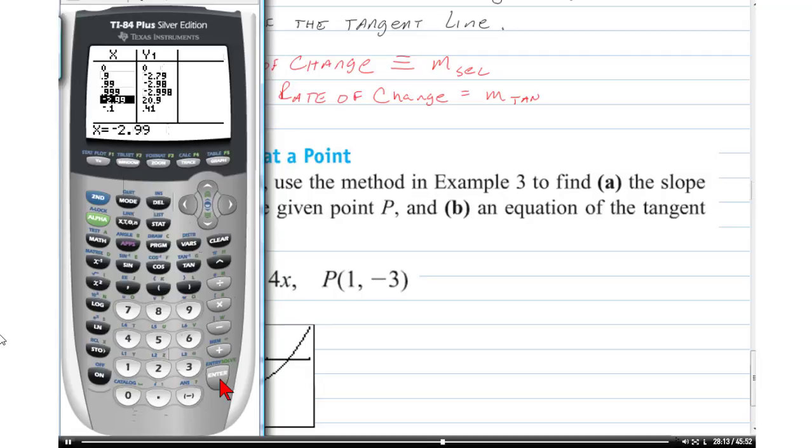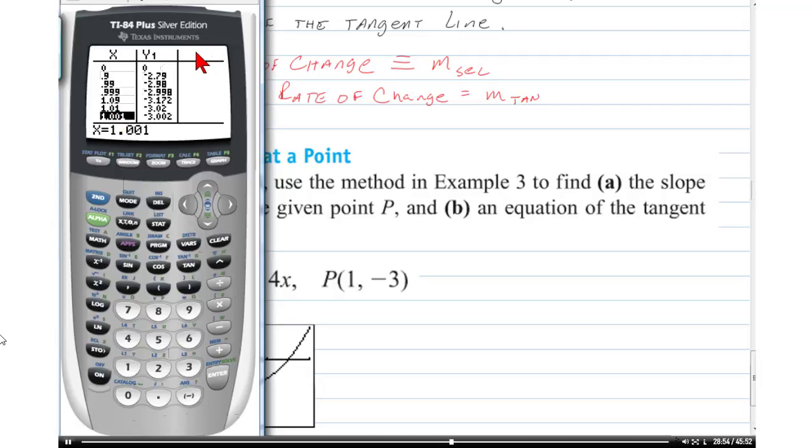How about to the right of 1? 1.1. Can I get even closer? 1.01. That's closer. Can I get closer? 1.001. Now look at what's happening with the y values here. As we get closer and closer to 1, what is happening to the y values?